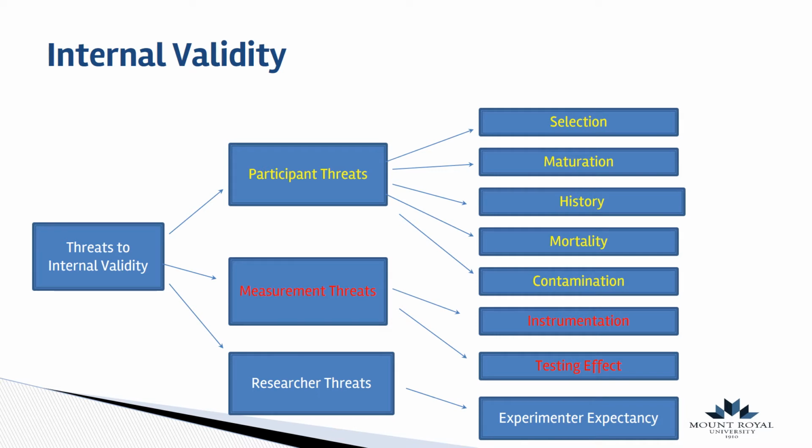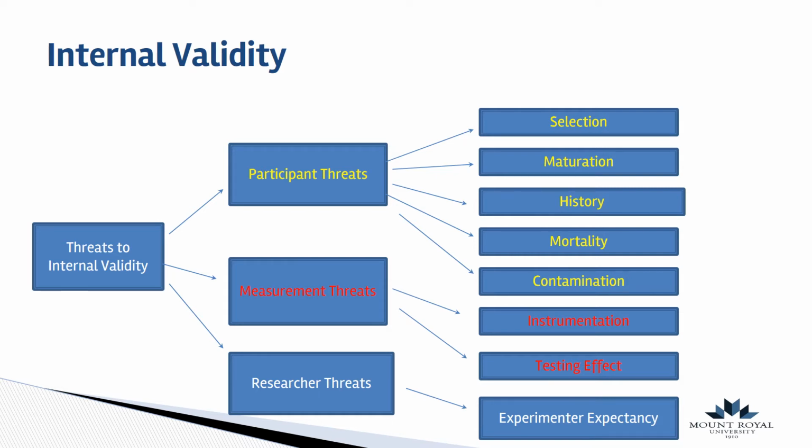Mortality relates not to death of the participants, but participants drop out. So part of informed consent is allowing participants to leave the study of their own free will. And so you have to think about how would results differ if everyone remained in the study. So mortality is really loss of your sample size, and that can definitely affect internal validity.